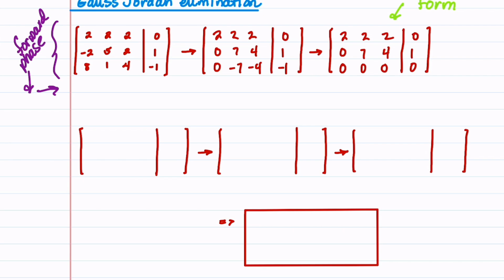To begin the backward phase, we're going to work on the second row, and I'm going to highlight the leading entry in the second row.